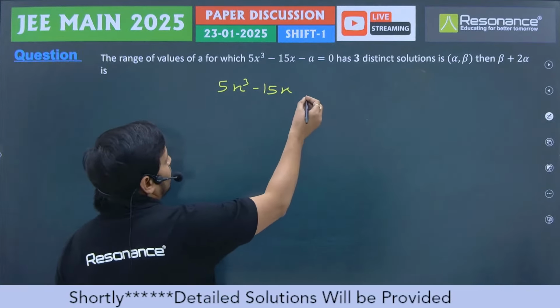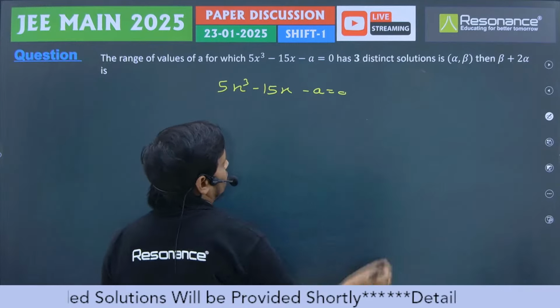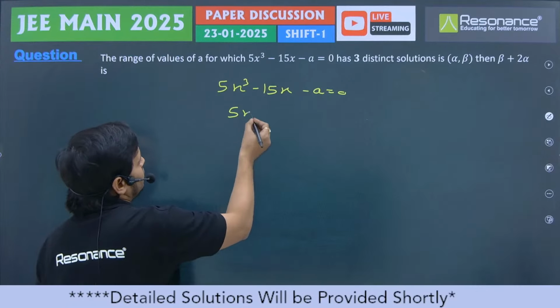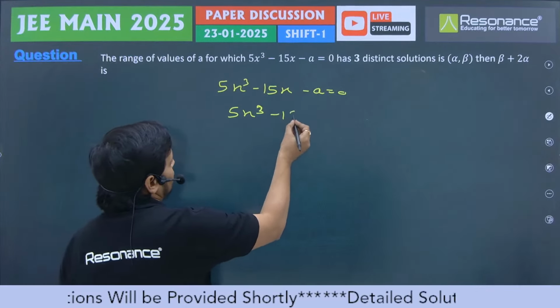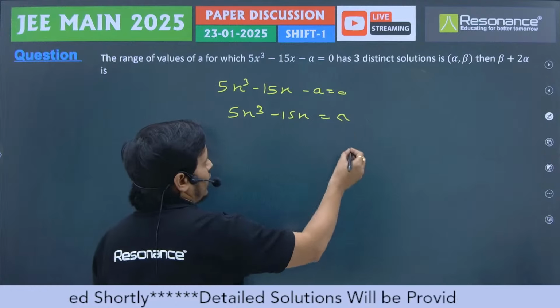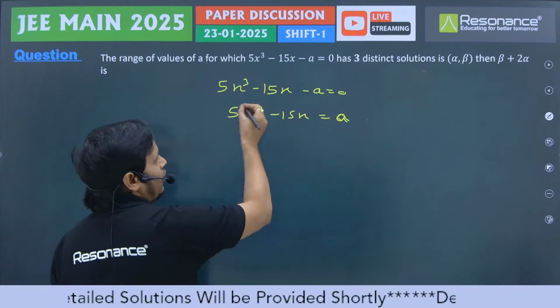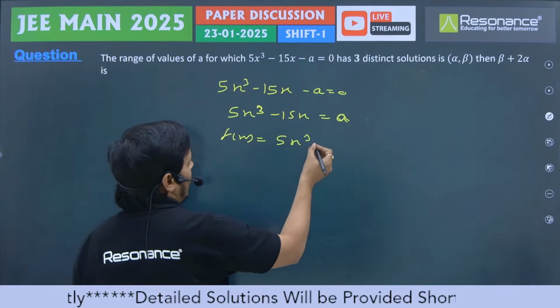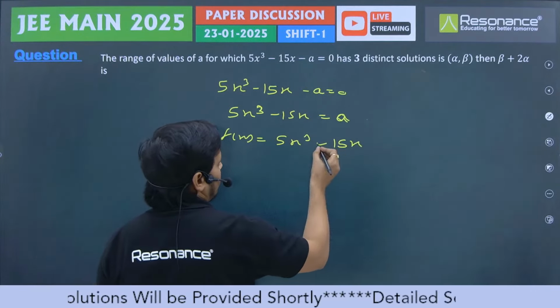5x cube minus 15x minus a equal to 0 has 3 distinct solutions. So what we do? We keep the terms of x on one side and the terms of a on the other side. We are going to draw the graph of this function. Let me write f(x) equal to 5x cube minus 15x.